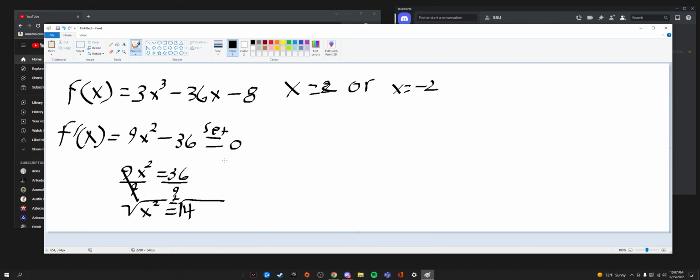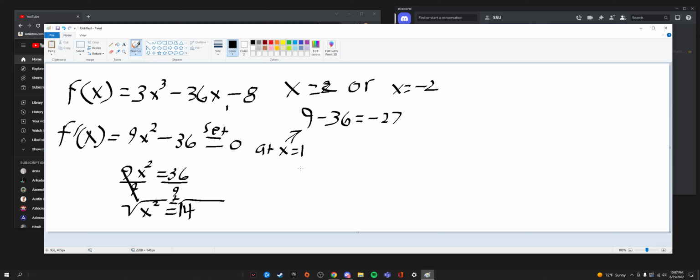So 9x squared, when we choose 1, well, 1 squared is 1, times 9 is 9. So we have 9 minus 36, and this equals -27. Okay, and that's at x equals 1. Now let's try 3.